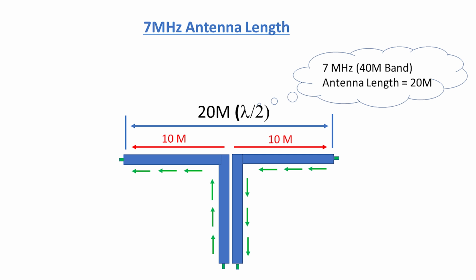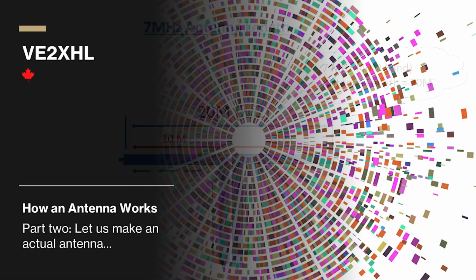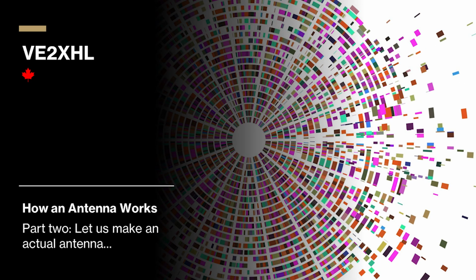So the most fundamental antenna length is half the wavelength. For example, as we calculated earlier, the wavelength of 7 MHz is 40 meters. Then the antenna length should be 20 meters long. Now, let us make an actual antenna.